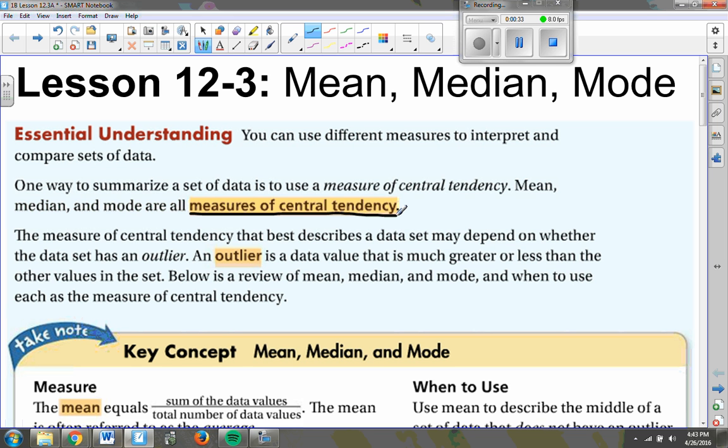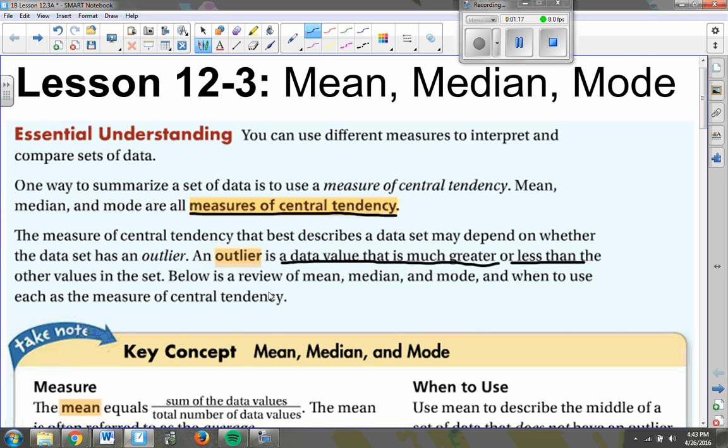Each one means a very different thing, but they are all useful in different situations. We use outliers to try to help decide which of the 3 measures of center we should use for a certain set of data. The measure of center that best describes a data set depends on whether the data has an outlier. An outlier is a data value that is much bigger or much less than the other values in the set, and we'll look at a little bit of what an outlier is here.